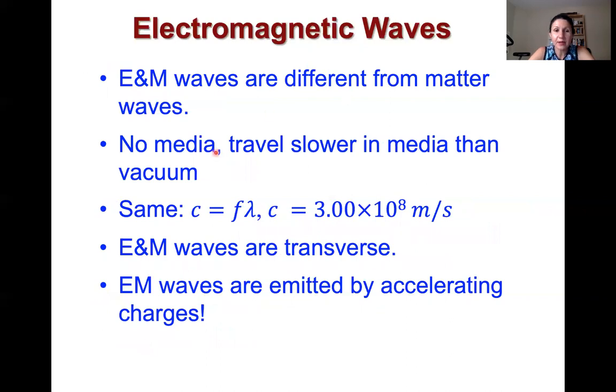So again, they're different from matter waves. There's no medium, although they do travel slower when they do travel in a medium. And we've learned that when we studied refraction, that light slows down in different media, which are not vacuum. In a vacuum, all electromagnetic waves travel at the same speed, which is known as the speed of light, which is given by this number, 3 × 10⁸ meters per second, pretty fast. They're transverse, which means that they travel in a direction perpendicular to those oscillations. And they are generated by these accelerating or oscillating charges.